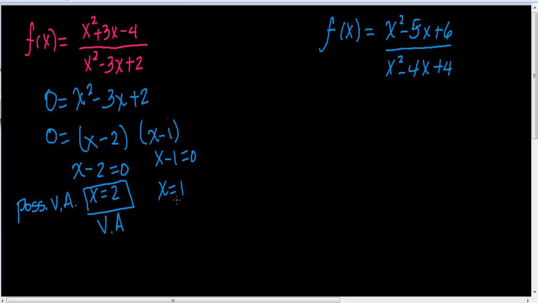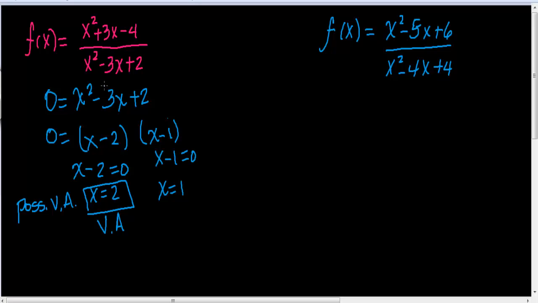Now I'm going to check x equals 1. If I plug in x equals 1 in the numerator, I get 1 squared. 1 squared is 1 plus 3 times 1, which is 3. So I have 1 plus 3 is 4. And 4 minus 4, that gives me a 0. So this x equals 1 will give me a 0 value in the numerator if I plug it in here, and it will also give me a 0 value in the denominator. When that happens, that's when I need to study it further and determine, well, could this be a vertical asymptote or could it be a hole?